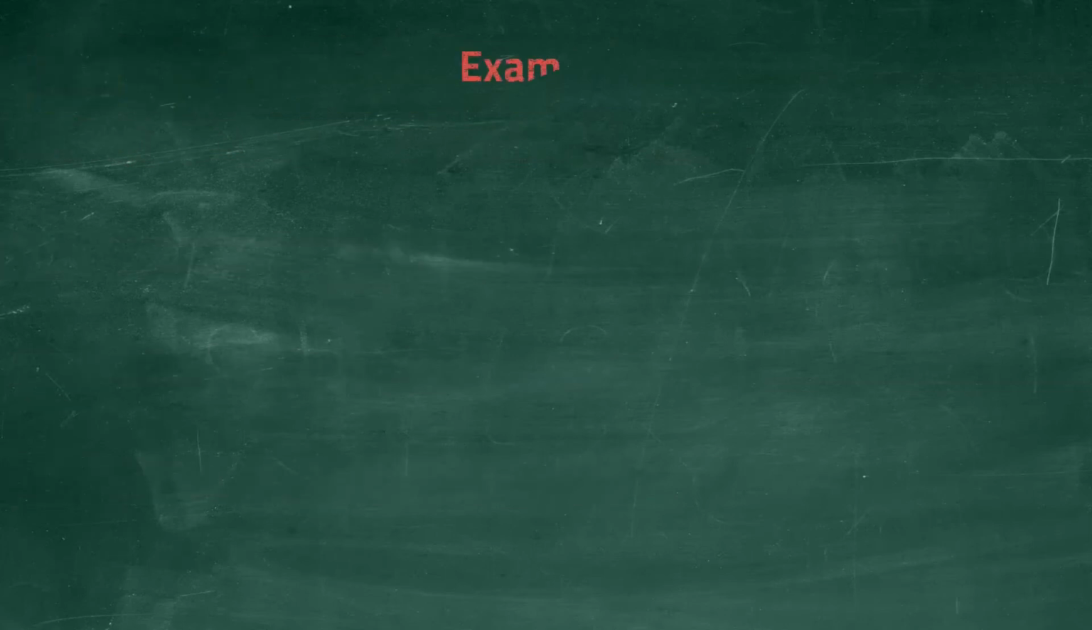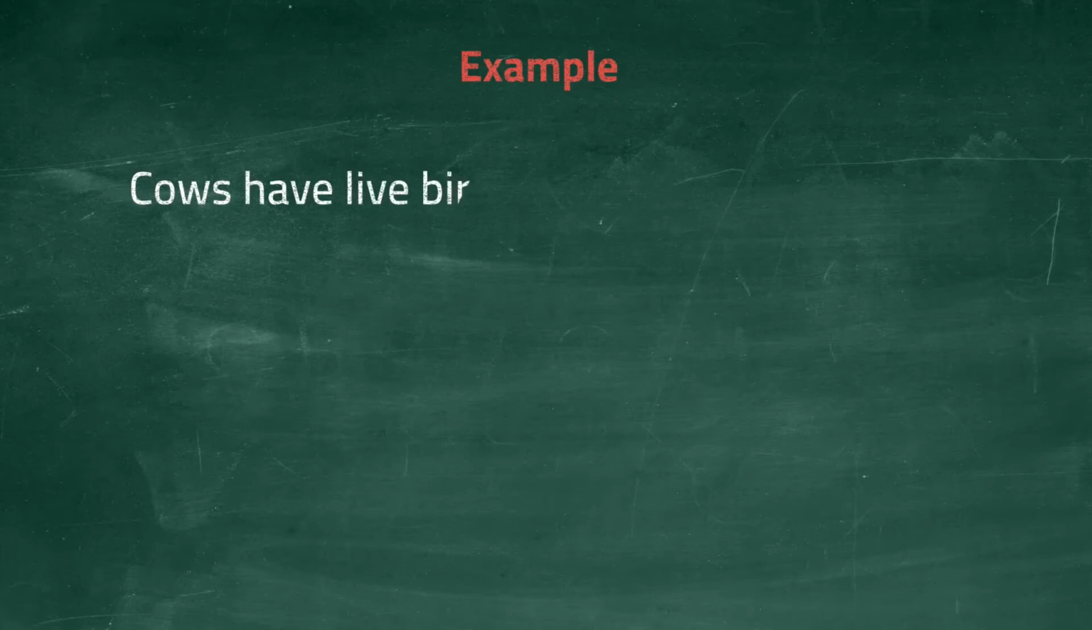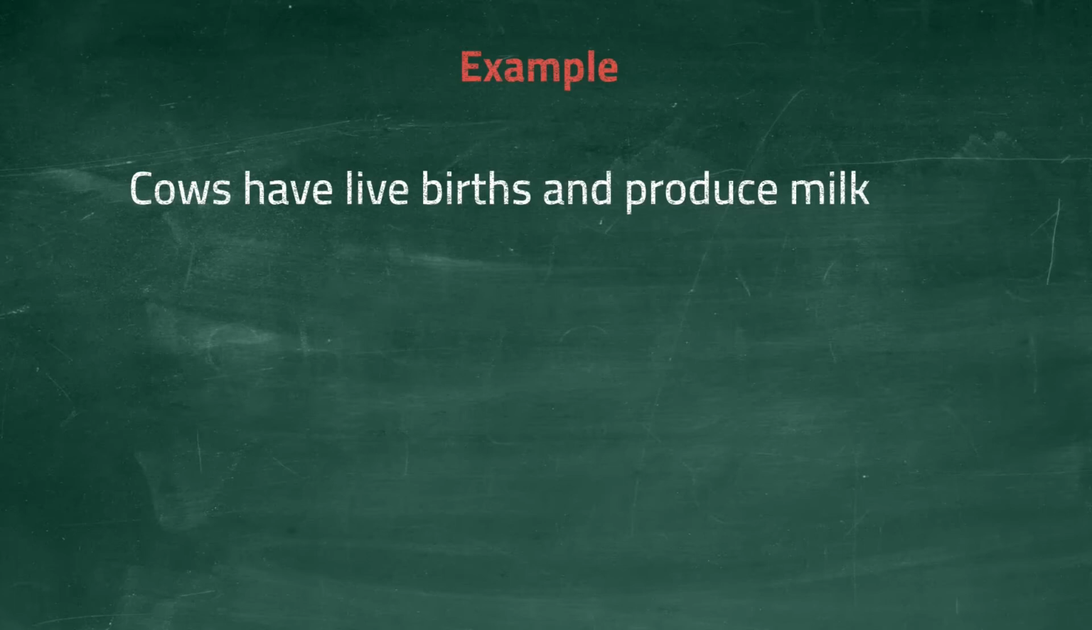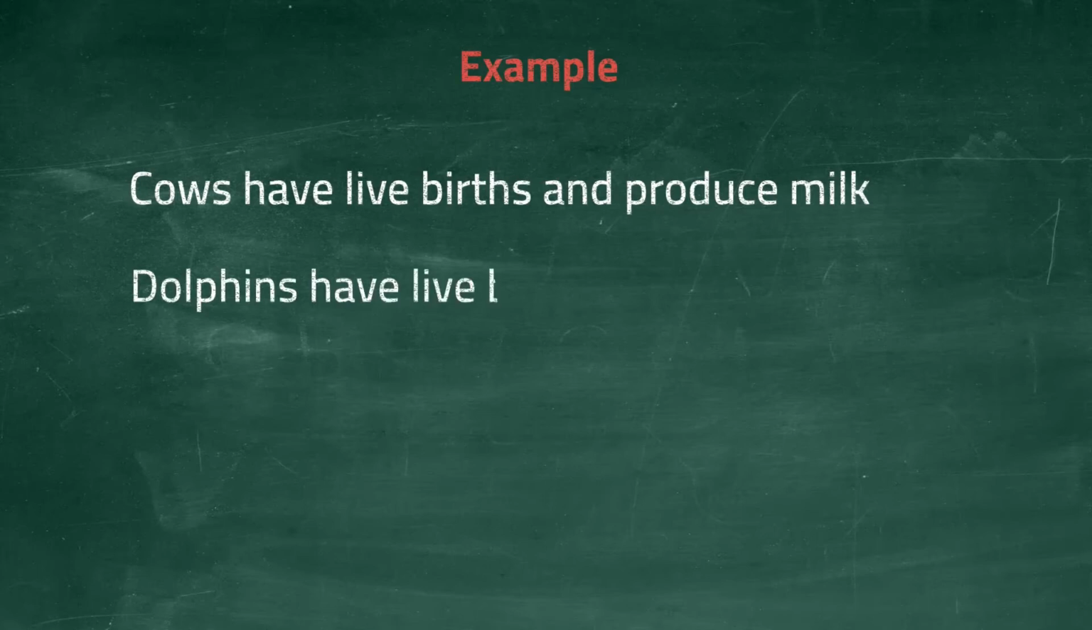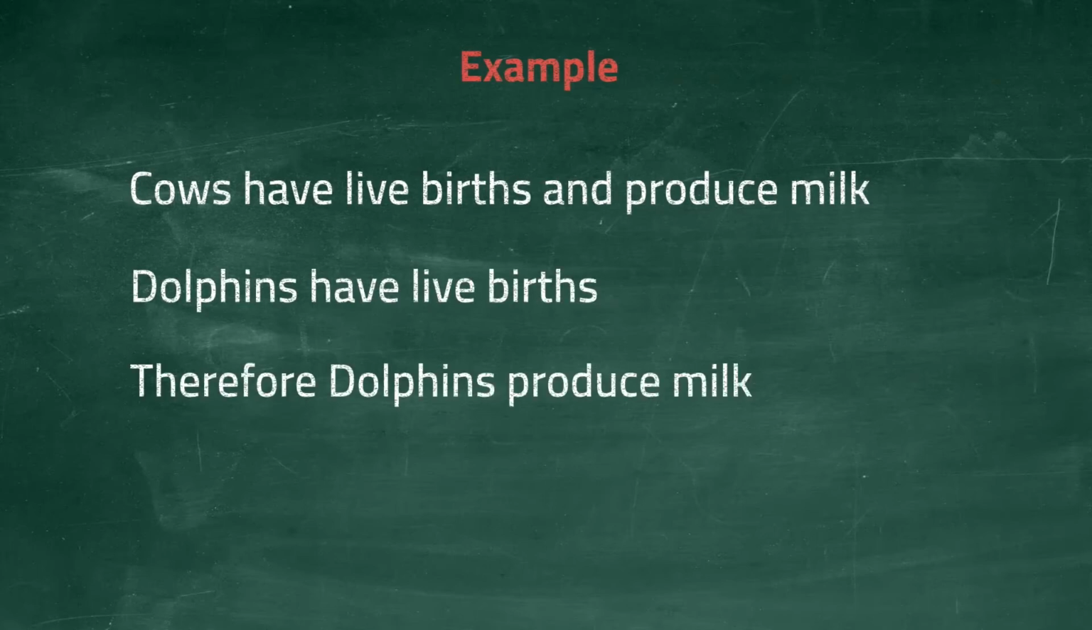The next example concerns animals. Cows have live births and produce milk. Just like humans, they get pregnant and sometime later give birth to a live offspring. Dolphins have live births. Therefore, dolphins produce milk. This example is actually valid. It is not a fallacy.